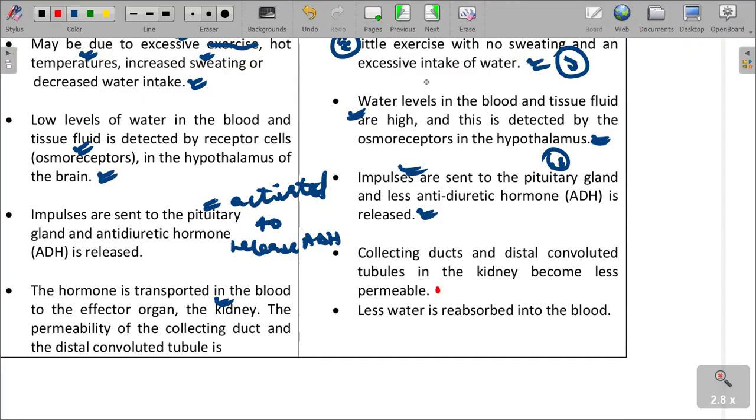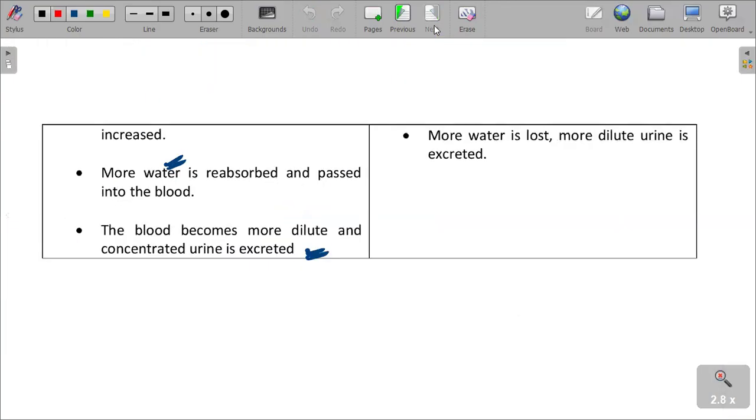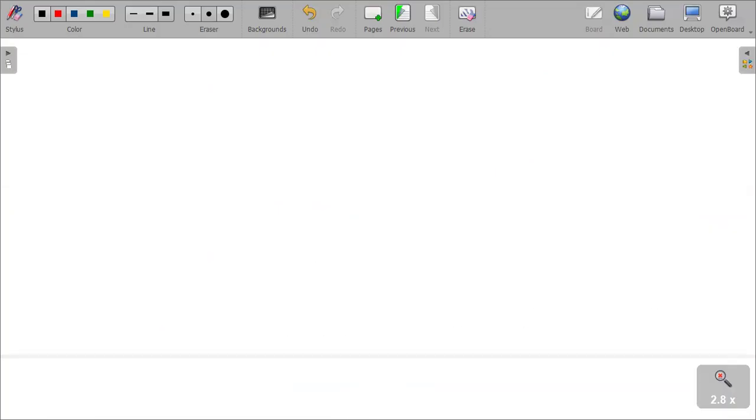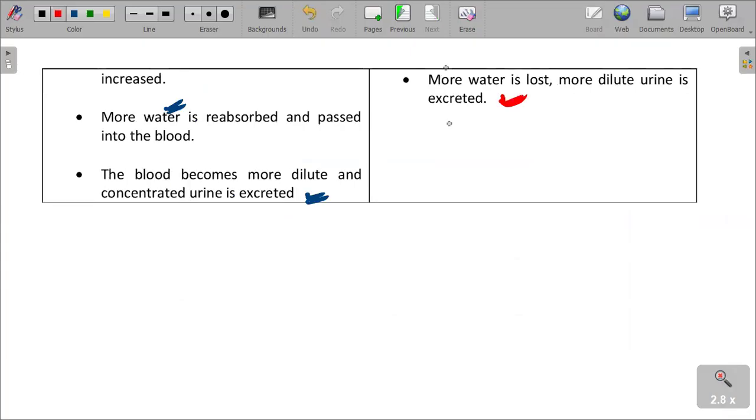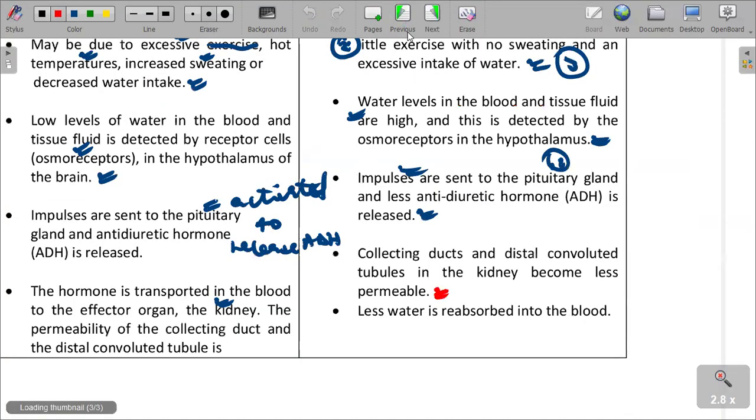Less water is reabsorbed into the blood. So therefore, we are saying we don't need more water in the blood. So the collecting ducts are not going to be very permeable because we don't want to have that water in the blood. So more water is lost, and more dilute urine is excreted. So in that case, class, we are talking about the balancing of water in the body, which is quite interesting and one of the key subjects that you must not just overwrite, but you need to prepare and read as much as you can.